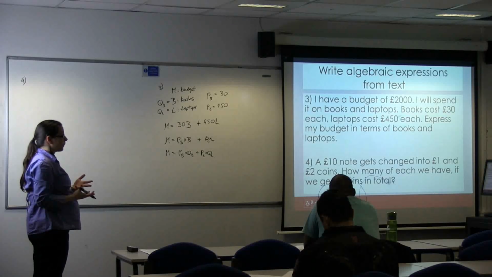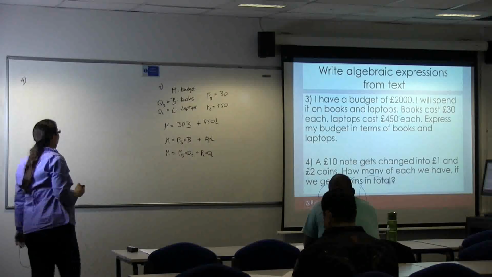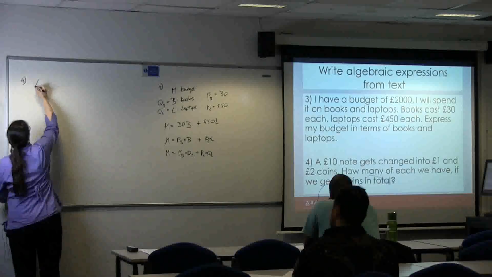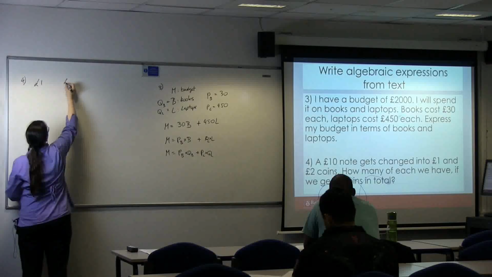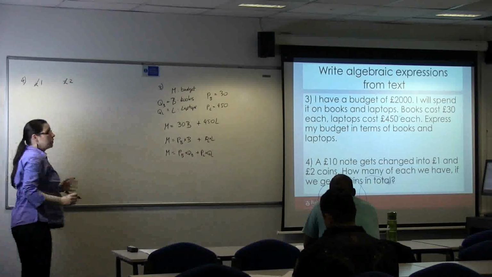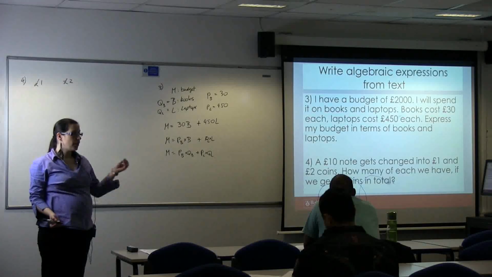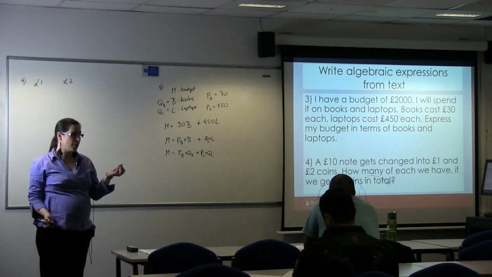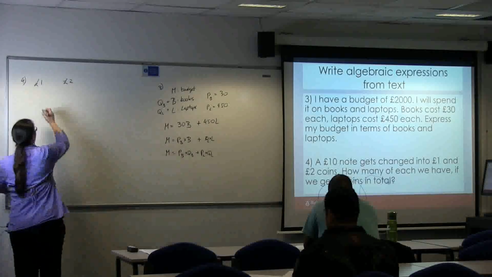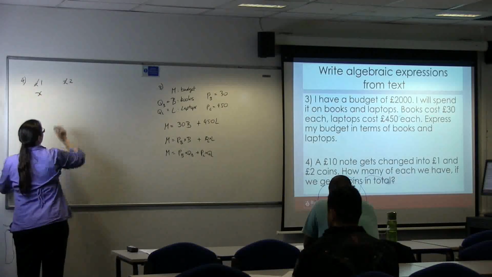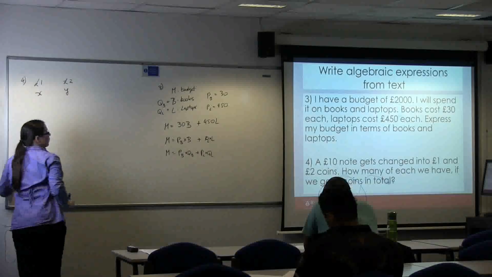Now, what I know is that I have got £1 coins and I have got £2 coins. Do I know how many I've got of each? I don't. But I can assign variables to those. So I can say, okay, I might have got X number of £1 coins and Y number of £2 coins.